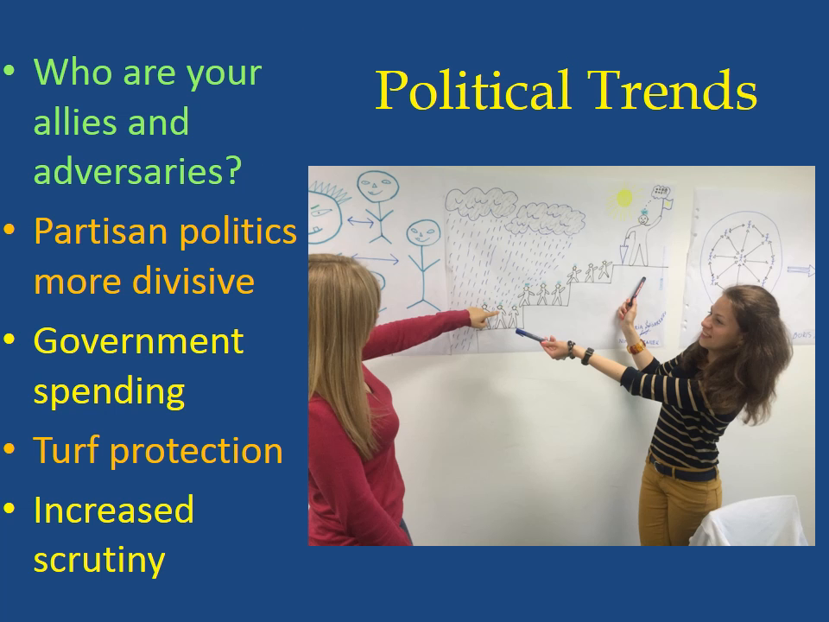Who are our allies? Who are our adversaries? Who are some of our stakeholders? How are partisan politics affecting us as a business? What about government spending? Does that affect us as an organization? What about the turf protection going on in the political arena and the increased scrutiny, which is requiring us to do more paperwork? These are just some of the political trends that we want to consider before we enter into strategic planning.